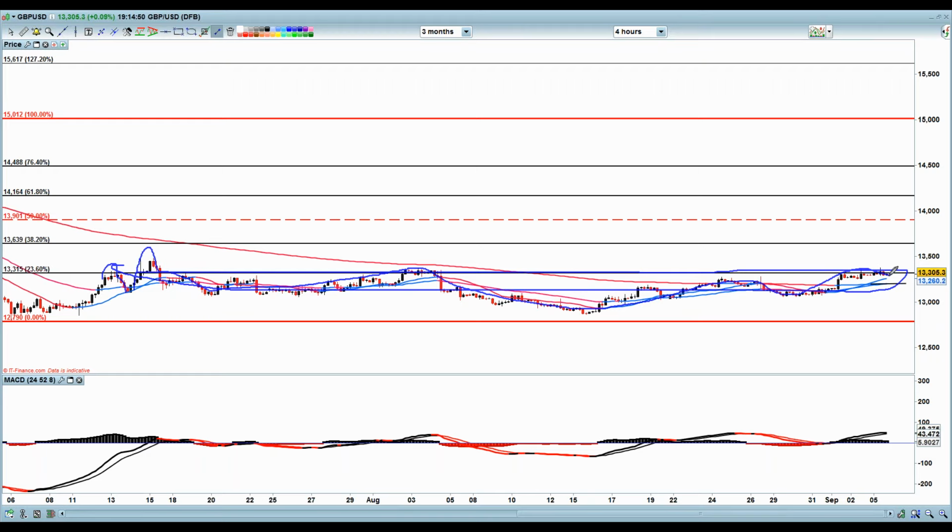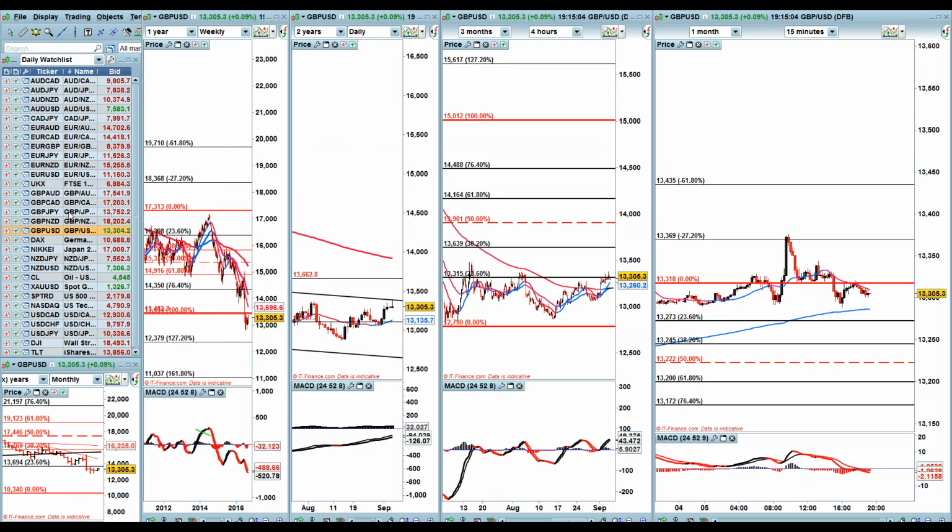If we can hold 133, start closing above 133, then 135 and so on is possible. So that's the scenario. Just look to see how we handle that on the pound US.